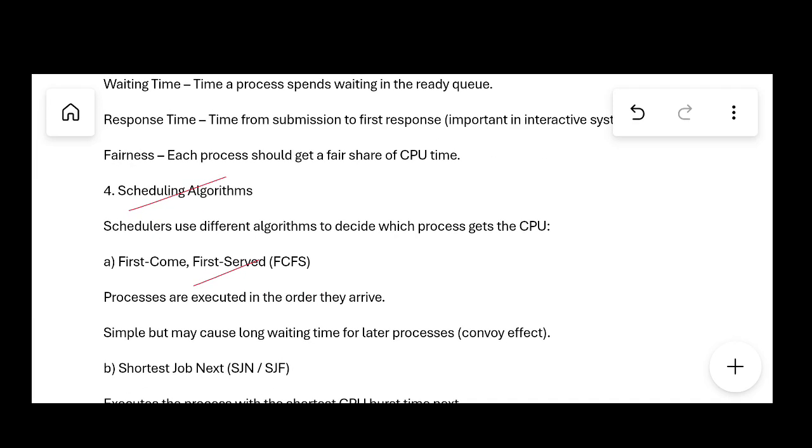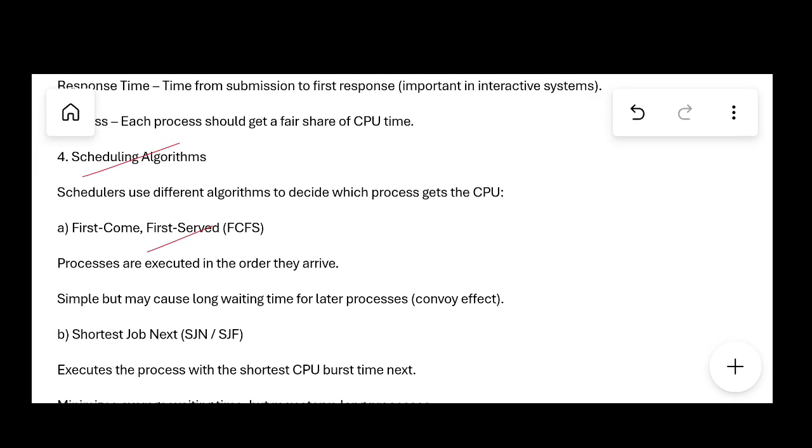FCFS. In this, we execute processes in the order they arrive. Easy to implement, but if a long process comes first, others wait a lot. So this is called the convoy effect.